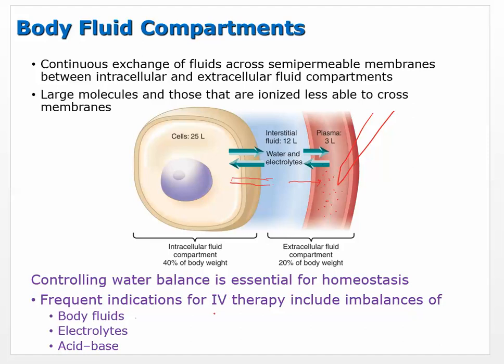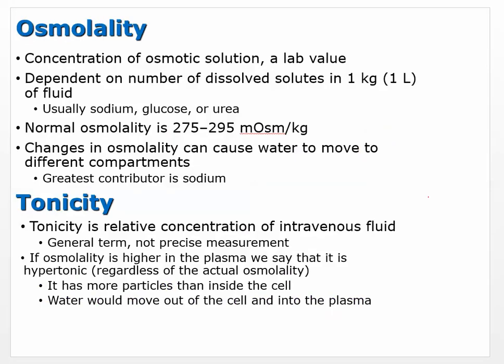Okay, so controlling water balance is essential for homeostasis, obviously. Frequent indications for IV therapy include imbalances of body fluids, so like dehydration or fluid loss from burns or hemorrhage or something like that. Electrolytes, acids, and bases. We're going to cover those things. So as quickly as I can here, the difference between osmolality and tonicity. So we've been hearing about this stuff for, well, probably since biology, physiology.